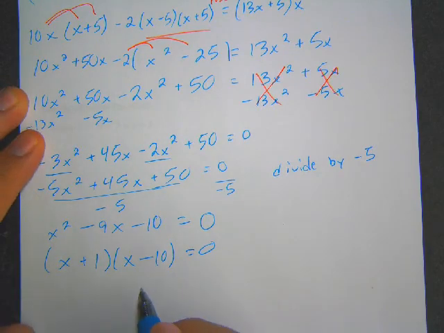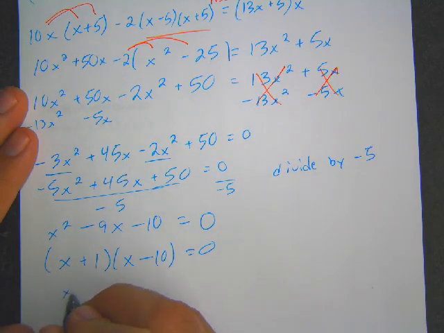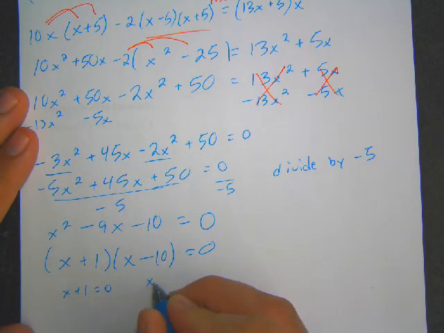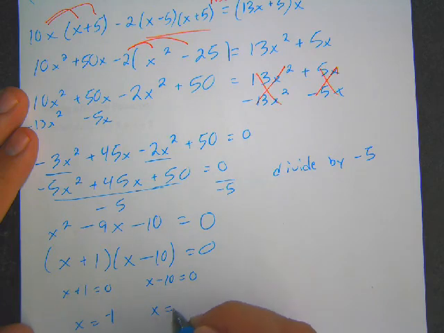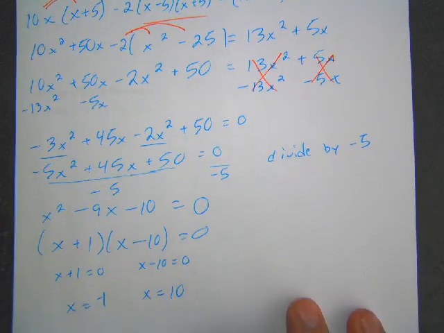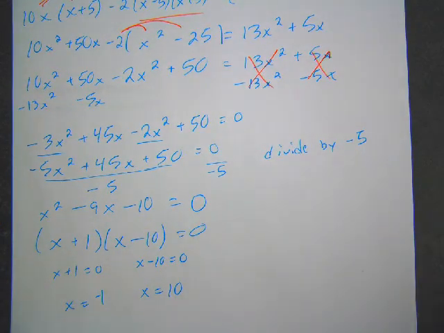Now I take these both, and I set them both equal to 0. x plus 1 equals 0, x minus 10 equals 0. Subtract 1 across, you get x equals negative 1. Add 10 across, you get x equals 10. So those would be my two answers, but I still have to check restrictions, right? Don't forget to check your restrictions.